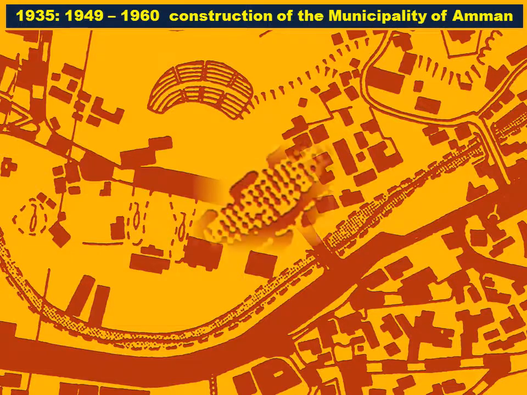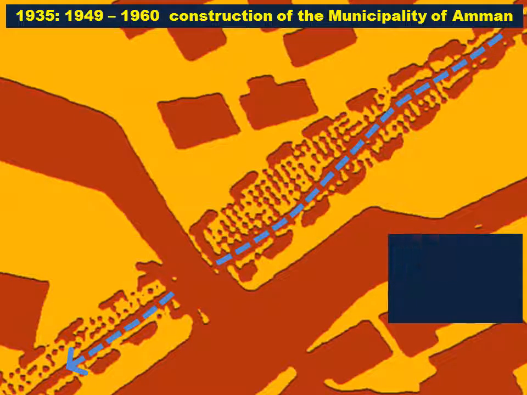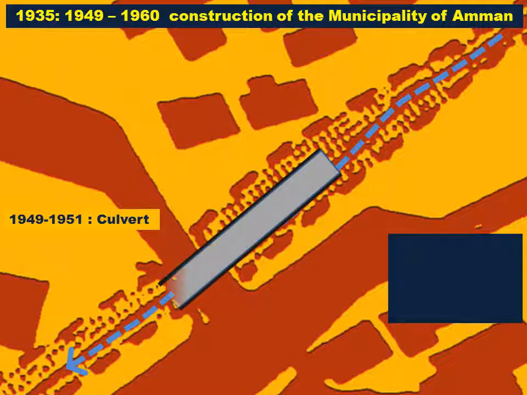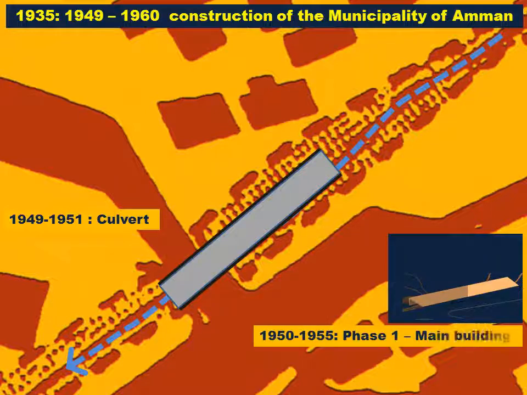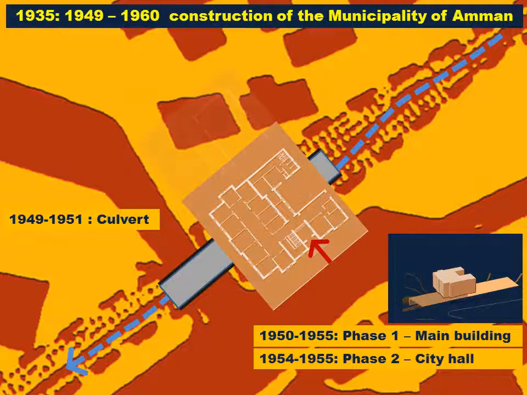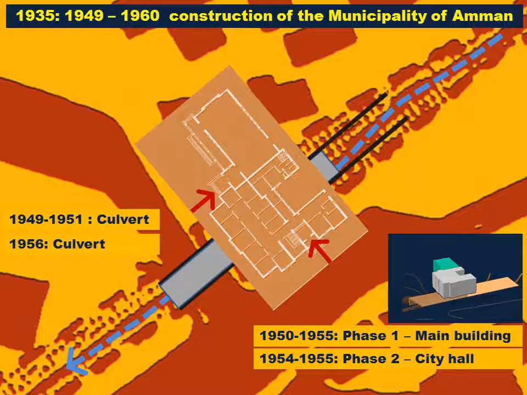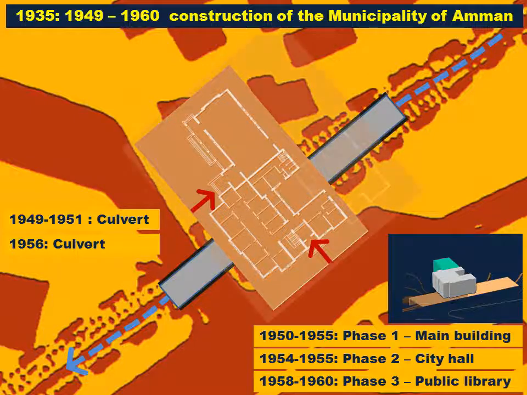1949 to 1960 construction of the Municipality of Amman. 1949 to 1950 culvert. 1950 to 1955, Phase 1, Main Building. 1954 to 1955, Phase 2, City Hall. 1956 Culvert Extension. 1958 to 1960, Phase 3, Public Library.